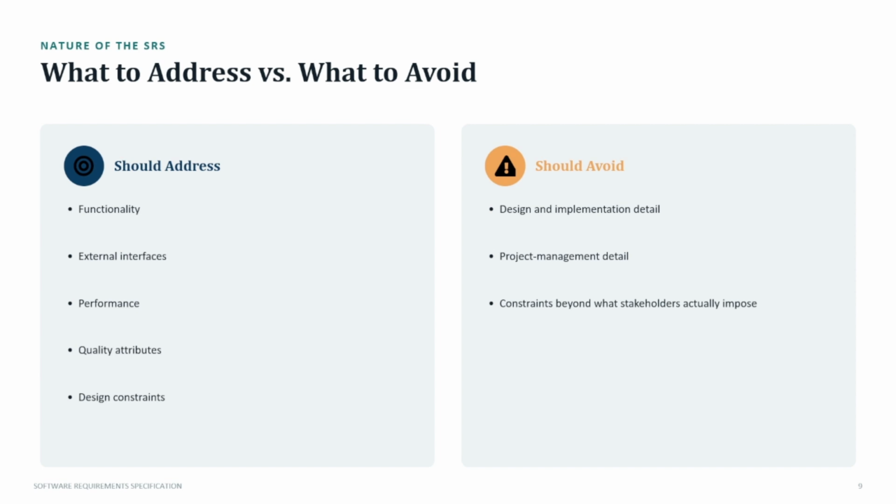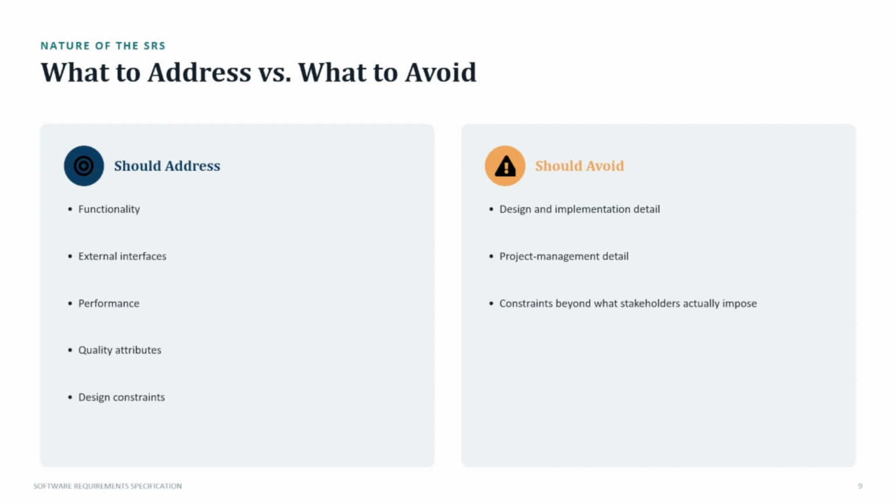It should avoid design and implementation detail, and project management detail. So what do you mean by design and implementation? Design and implementation is how you are going to design and where you are going to implement it. Functionality and design are two different things. When you read it, you'll understand. Then project management detail: how the project is handled, which team is doing the project, who is the team leader, etc. Those things are not there in an SRS.